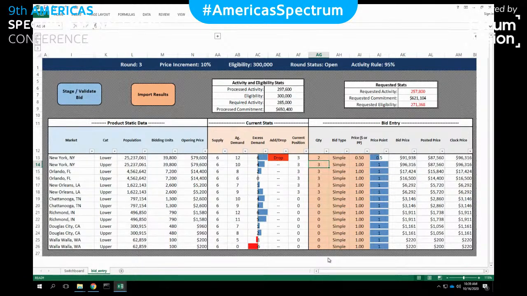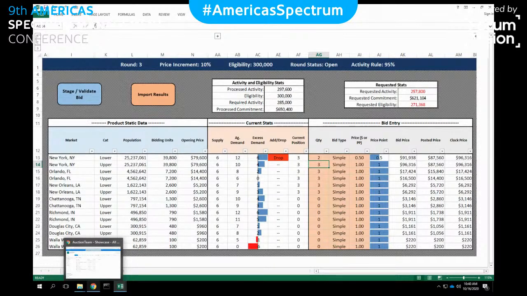So currently I've said if the price point is 0.5, I want 3 blocks up until the bid price of $91,938, which is halfway between the posted and clock price. If the price goes higher than that, I want 2 blocks. And what this guarantees is that if the price were to rise above that, there's demand from other bidders that is greater in value than this, then the auctioneer will say, you value it less than they do, I'll go ahead and remove your demand.